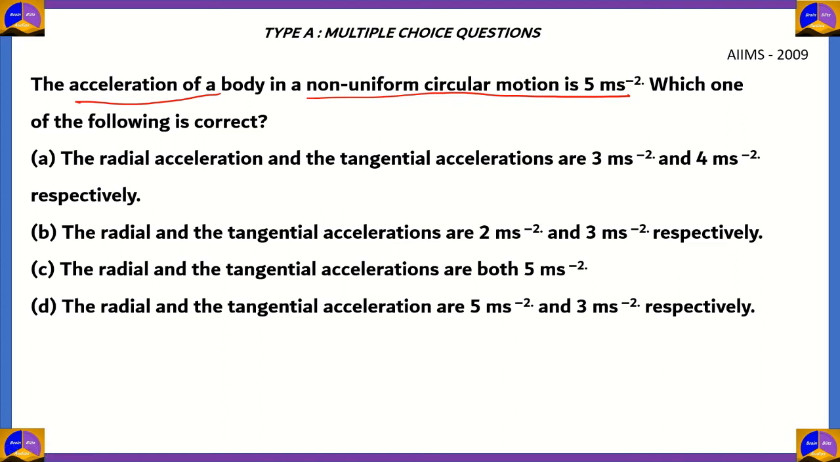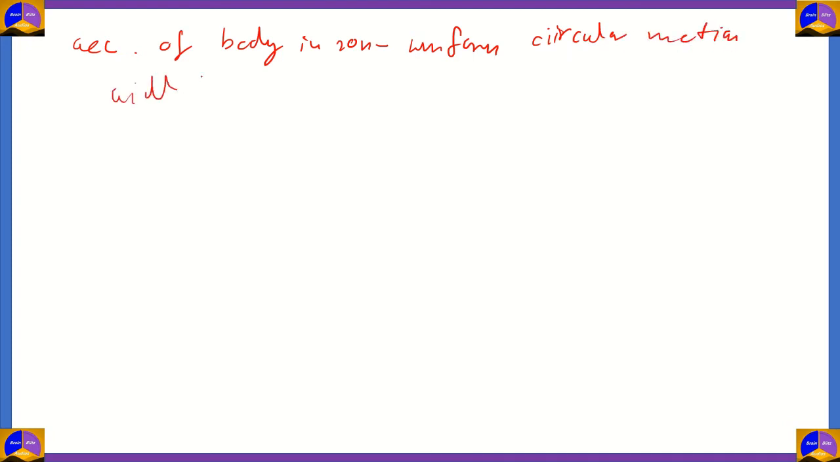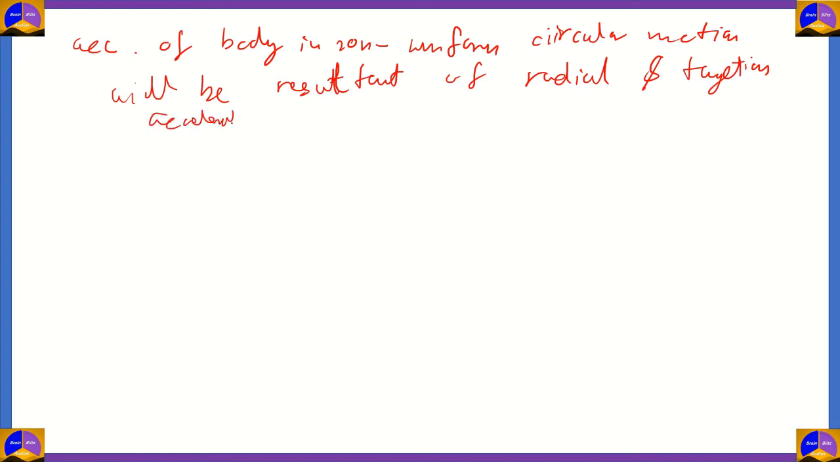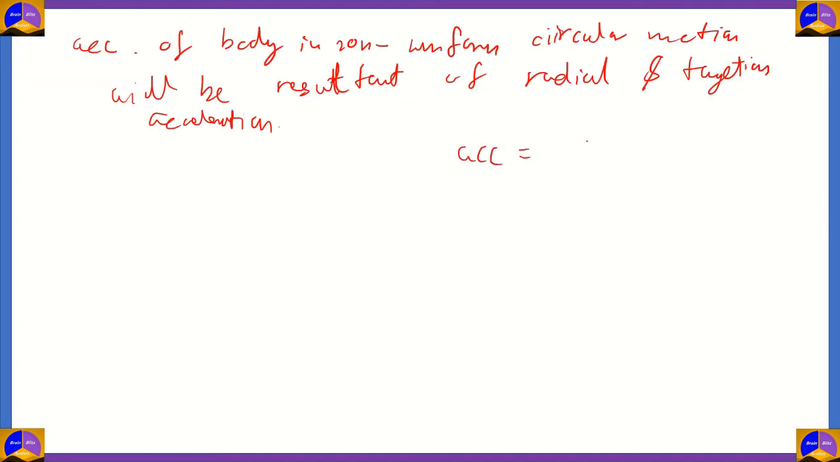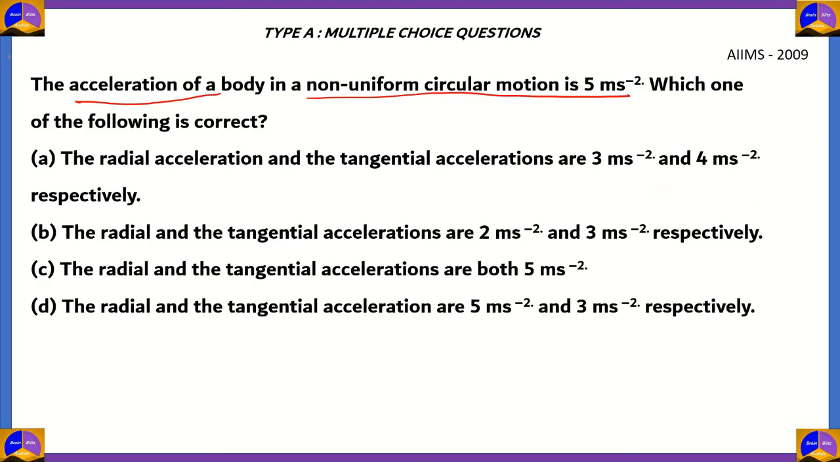So in order to solve this question, it's important to note that the acceleration of a body in non-uniform circular motion will be the resultant of radial and tangential acceleration. Now, if we take option A, 3 meters per second square and 4 meters per second square, then the acceleration will be equal to the resultant, that is the root of 3 square plus 4 square, the root of 9 plus 16, the root of 25, which is equal to 5. So therefore, option A is the correct option.